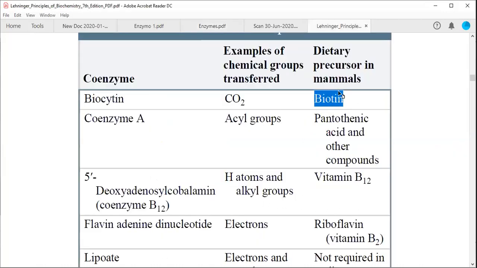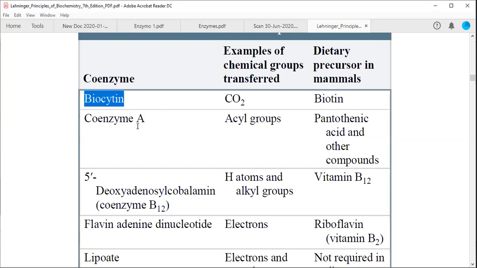So if we take biotin in our diet, it will be converted into biocytin. Then this biocytin acts like the coenzyme in the enzyme reactions. What type of reactions will it catalyze? It involves CO2 transfer, the chemical group being transferred from one substrate to another. So carboxylation reactions, CO2-involving reactions, are catalyzed by enzymes having this biocytin coenzyme.